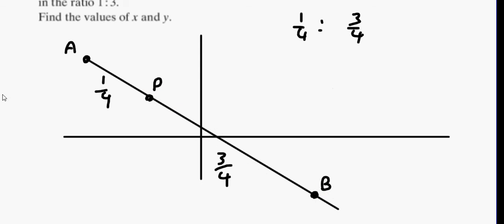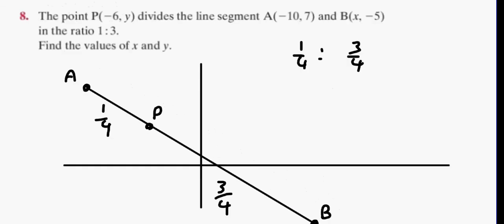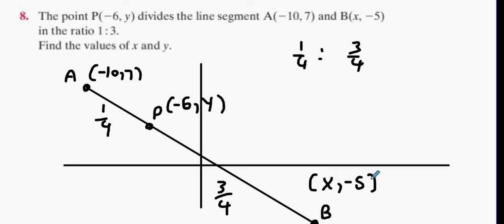Alright, let's start putting in values for A and P and B. What's A again? A is minus 10, 7. P is minus 6, Y. And then B is X minus 5. Alright, here's what I reckon.